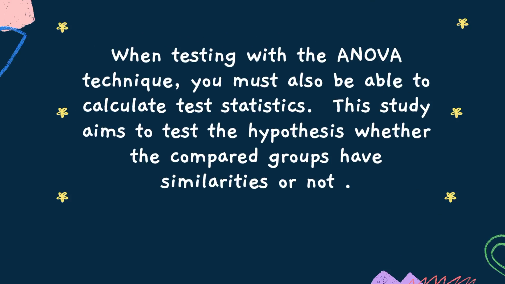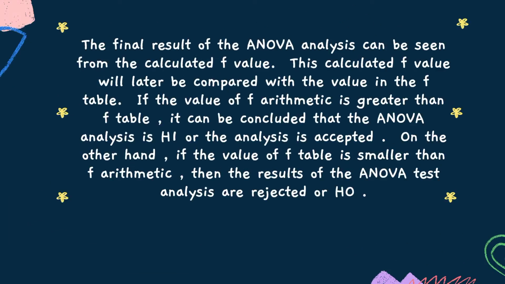When testing with the ANOVA technique, you must also be able to calculate test statistics. This study aims to test the hypothesis whether the compared groups have similarities or not. The final result of the ANOVA analysis can be seen from the calculated F-value. This calculated F-value will later be compared with the value in the F-table. If the calculated F-value is greater than the F-table, it can be concluded that H0 is rejected. On the other hand, if the F-table value is greater than the calculated F, then H0 is accepted.